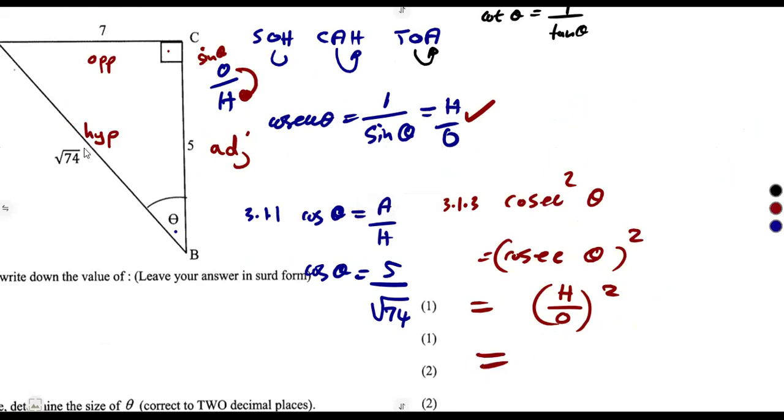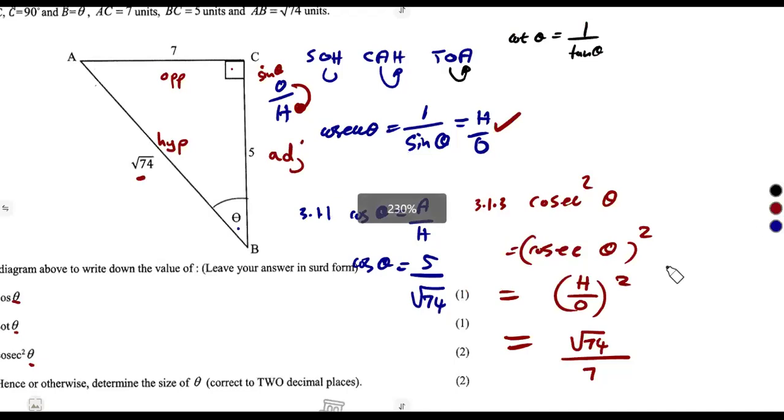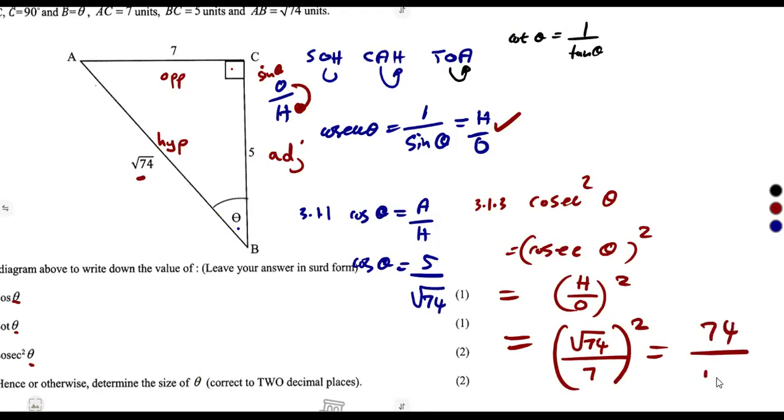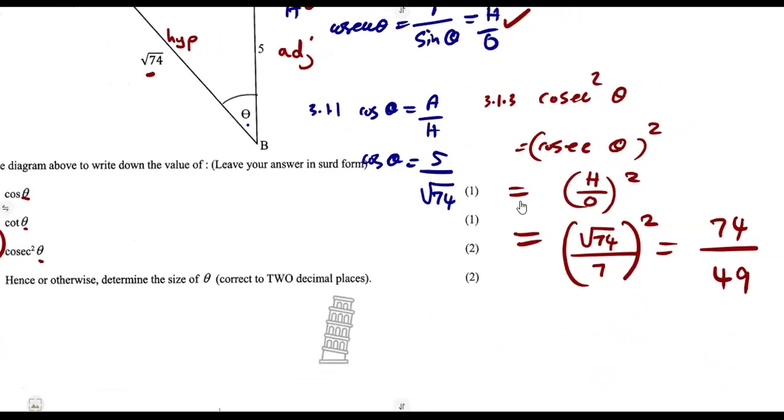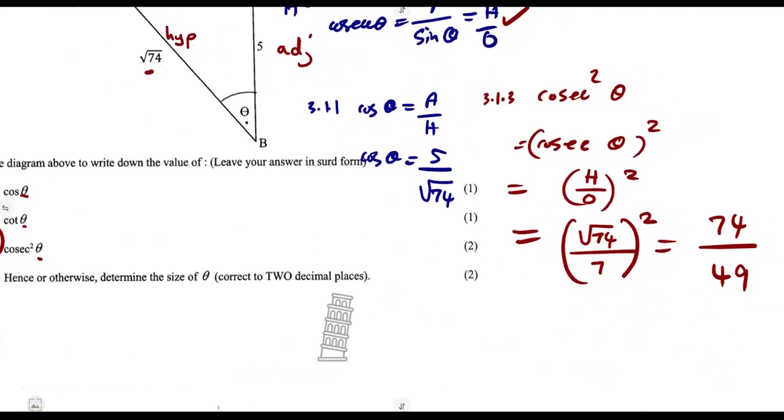So meaning to say, guys, we can substitute this. What is our hypotenuse? Square root of 74. So square root of 74 over the opposite, according to here, opposite is 7. Everything is being squared like this. So there you can just use your calculator, guys. Do not waste your time. That's 74 over 49. So you can just use your calculator. That is the case, 74 over 49.